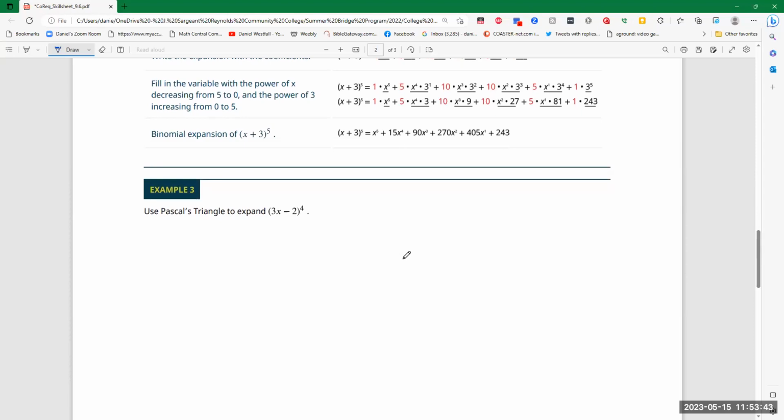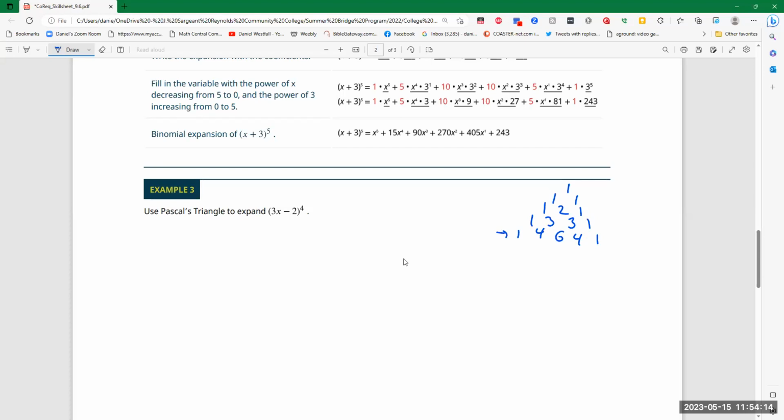All right, we do have a minus sign here, and they made it harder because they put 3x and -2. So we're going to have, notice, let's go ahead and draw our triangle here. Row 0, row 1, row 2, row 3, row 4. Like that. So there's our coefficients right there for row 4.